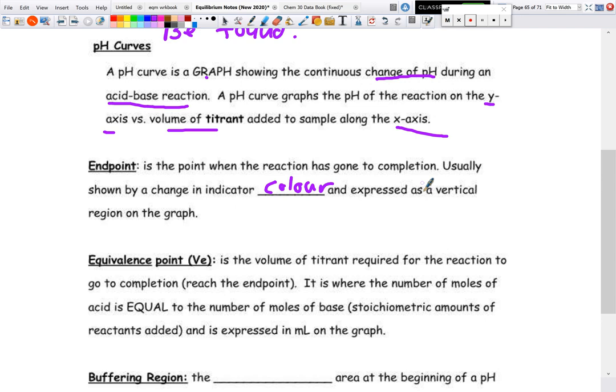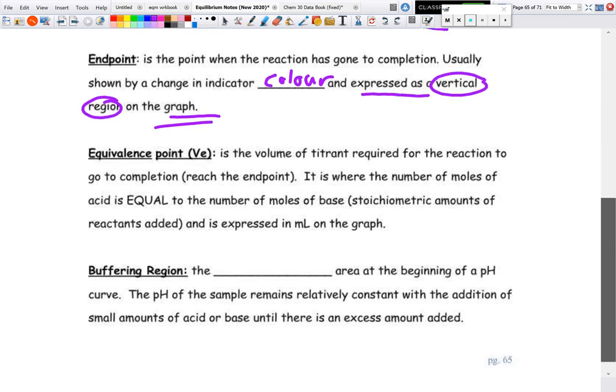And another thing for our graph is going to be expressed as the vertical region on the graph. So that's how we know our endpoint is going to be reached. And of course, equivalence point is just our stoichiometric amounts of reactants added are equal. So number of moles of our given is equal to the number of moles of our wanted.